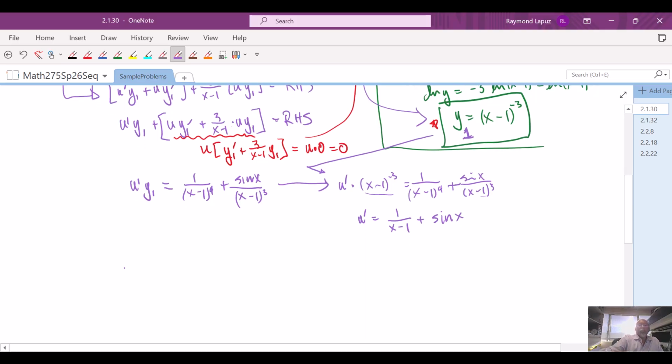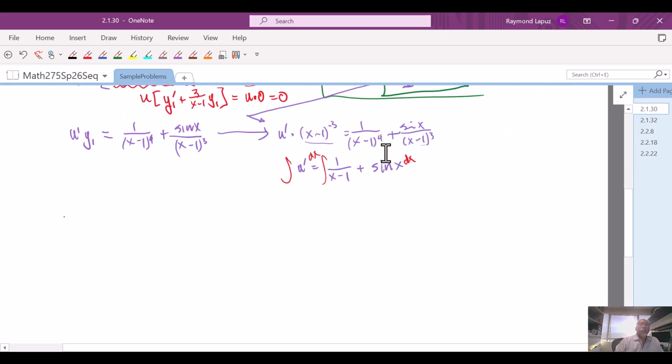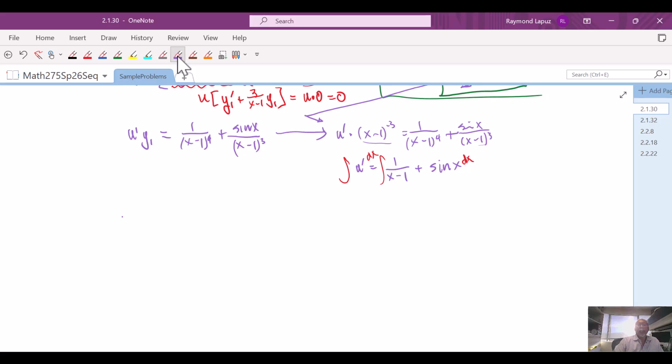Remember that we want u, so we would integrate with respect to x. And in doing so, we will get u by itself, which is what we're looking for. And now let's take the integral piece by piece. The first one is going to be the ln of x minus 1. And I think I do want to put that absolute value here at this point, because we're getting close to the solution. The antiderivative of sine is negative cosine, so let's put a minus cosine x, and then we have an arbitrary constant c.